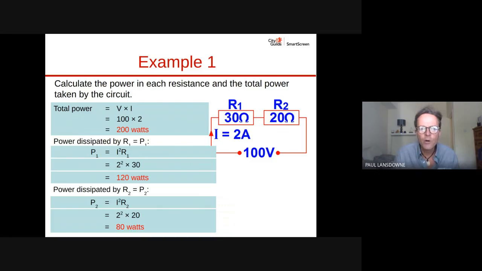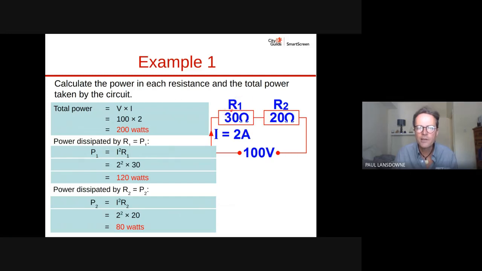Now, the power dissipated by resistor number 1 is what we're looking for here. We're looking for the power dissipated by R1. So we have I squared times R: 2 squared times 30 gives us 120 watts.